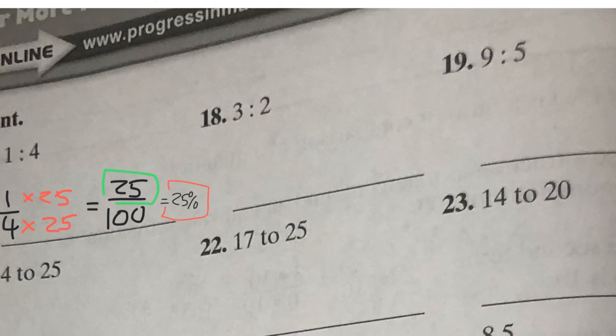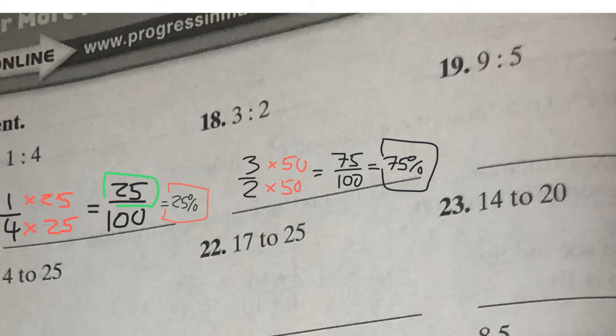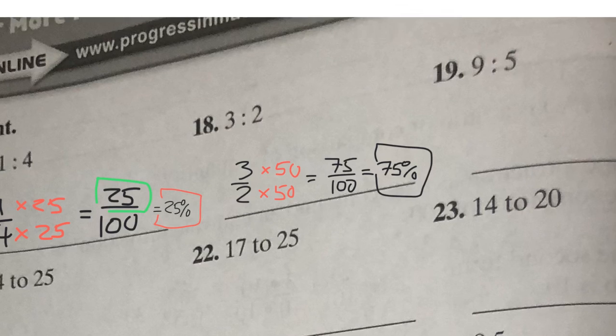All right, now we have 3 over 2, same deal. 2 times what gives us 100? Well, if you can remember, that would be 2 times 50. You have to do it to the top as well. Don't ever forget to do it to the top as well. We're going to have 75 up there, and then we're going to therefore have 75%, because we are once again focusing on the numerator after having gone through this process.